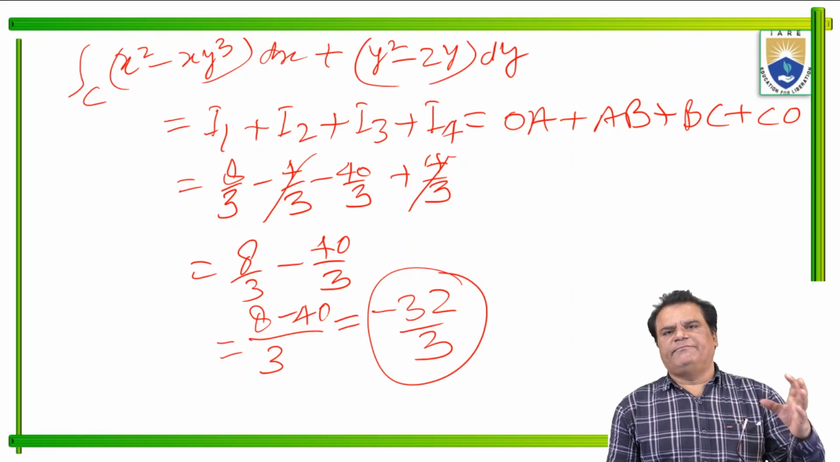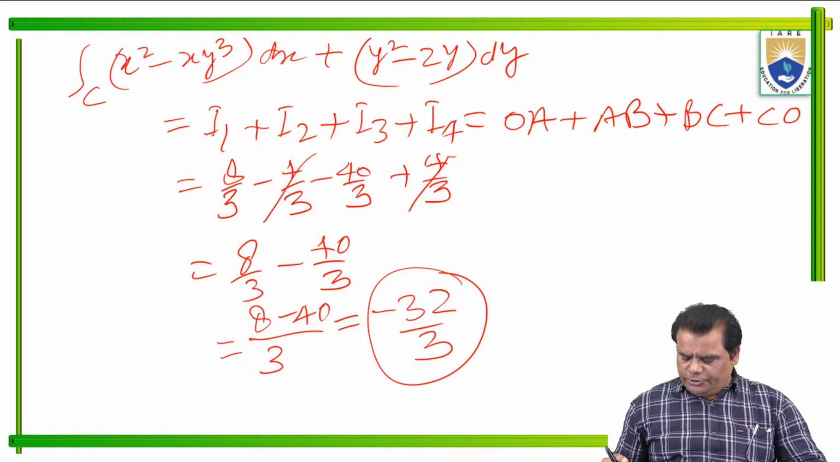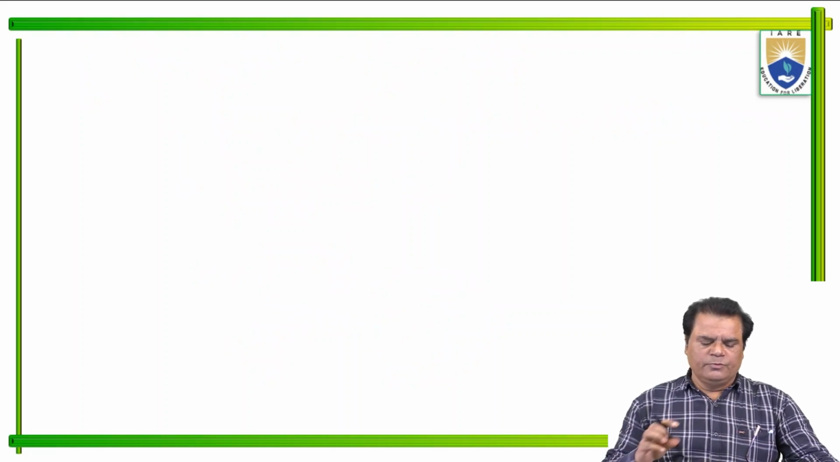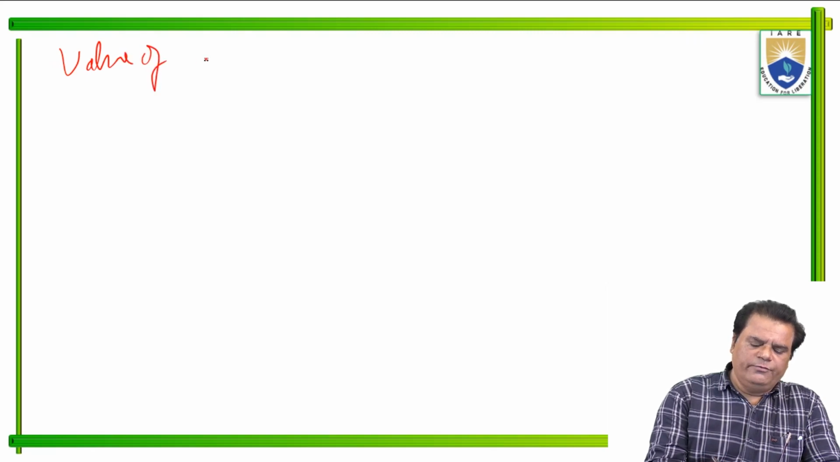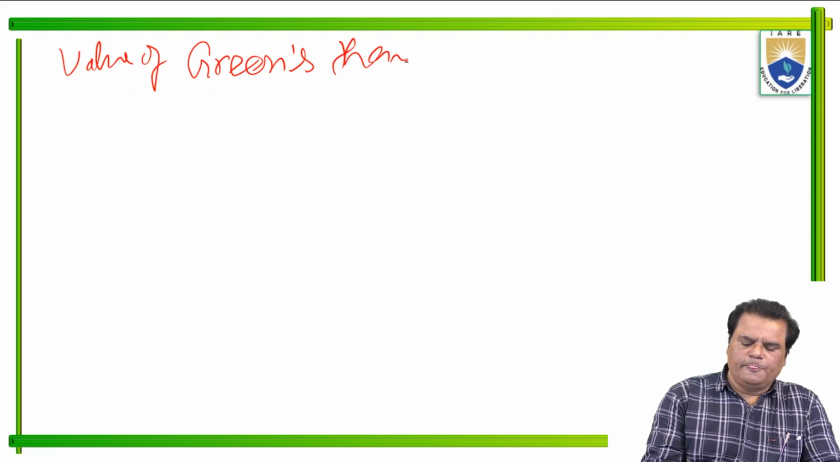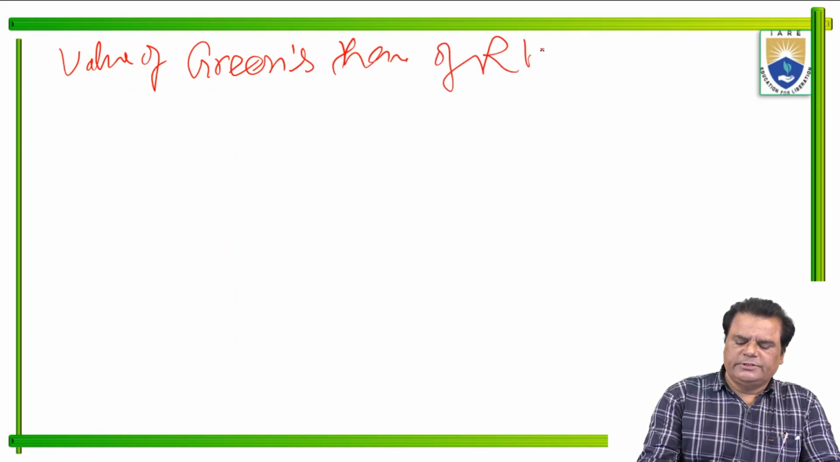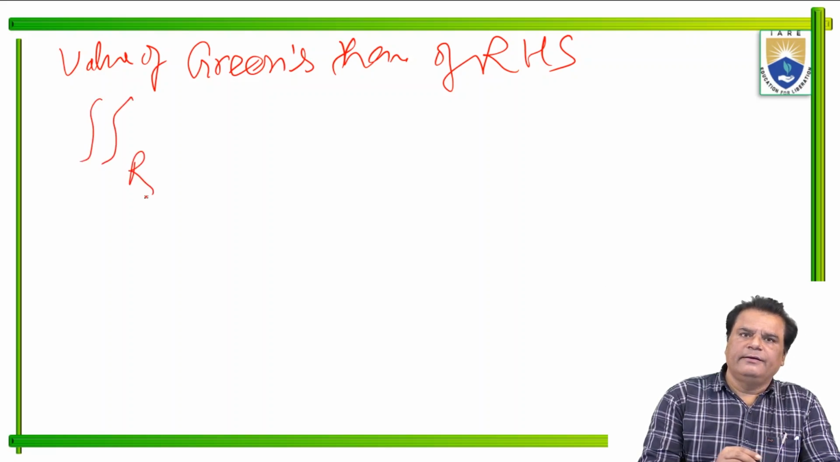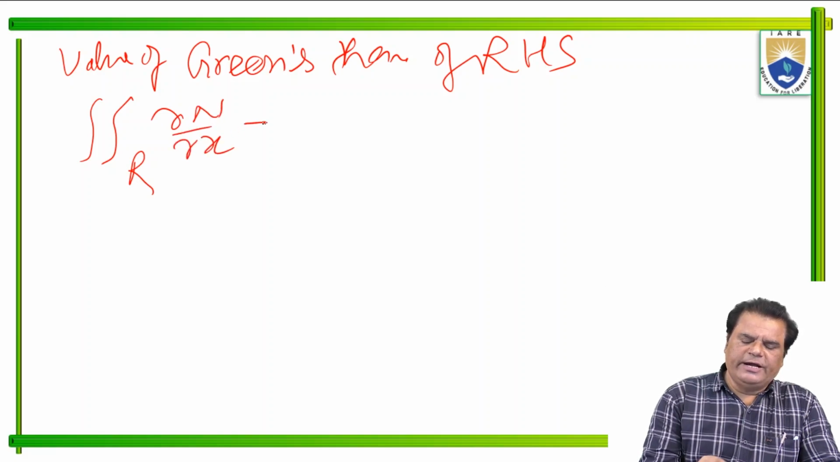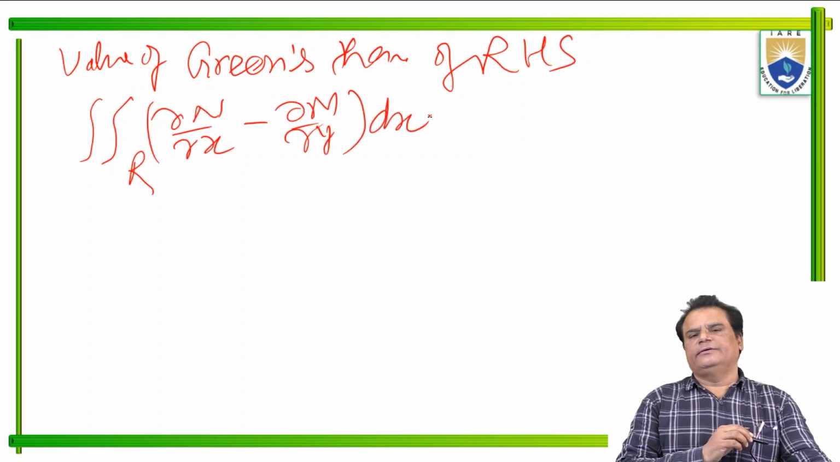This is the value of the left hand side. Now we find the value of the right hand side, the RHS, by Green's theorem. The formula is the double integration over region R of dou N over dou x minus dou M over dou y, dx dy. Clear?